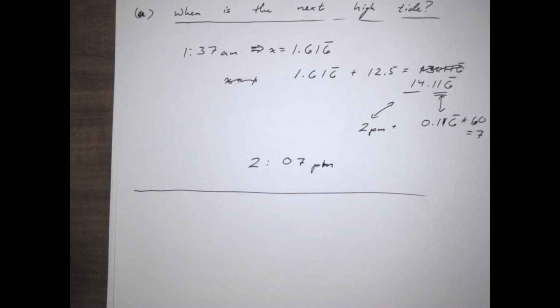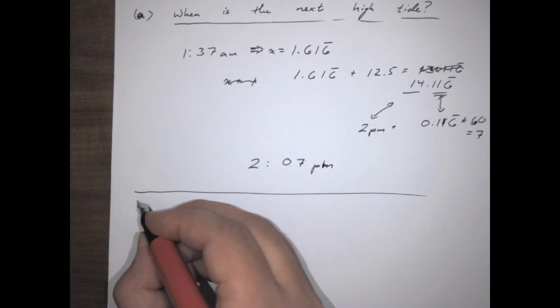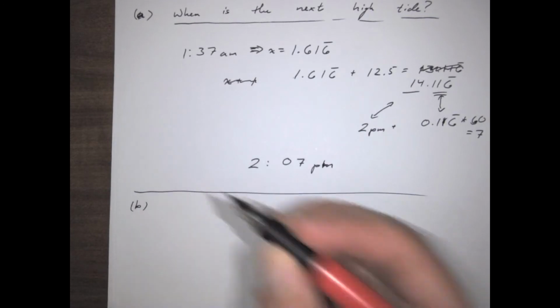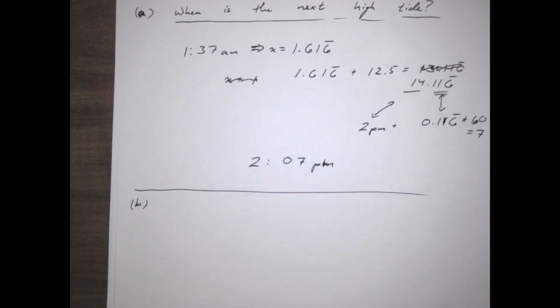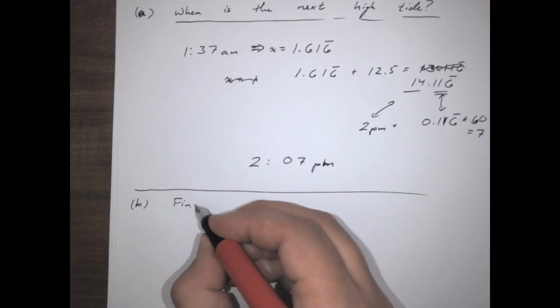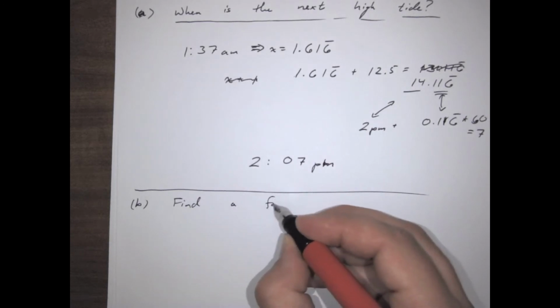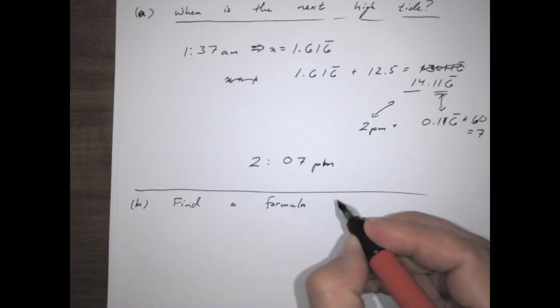Okay, now that would just be a piece of information that didn't require us to do any sinusoidal anything, really. I was just trying to add numbers that are given in minutes with other numbers that are given in decimals. Now, find a formula.